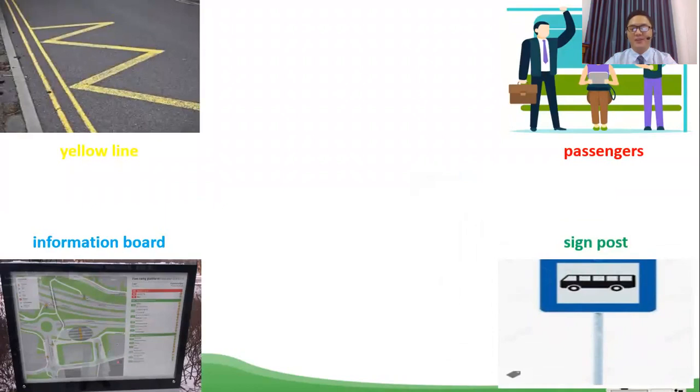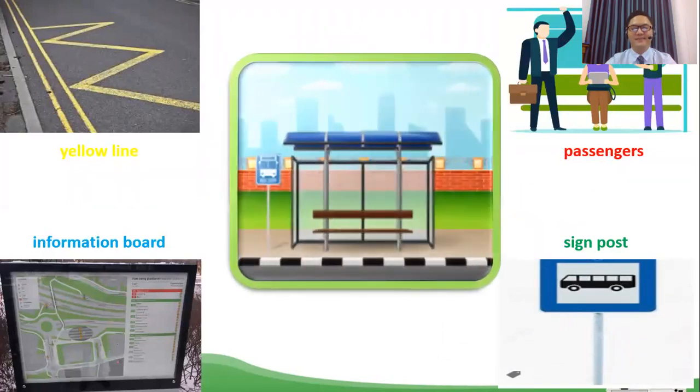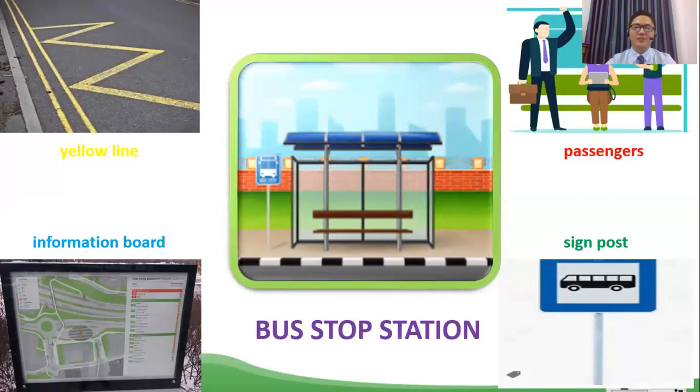And students, can you tell me the topic in the middle? From the 4 pictures here, can you tell me the topic? We have yellow line, information board, the passengers, and the signpost. So the topic is about, can you tell me, what is it? Of course, this is the bus stop station, right? Bus stop station. So this is also the topic in our reading today.